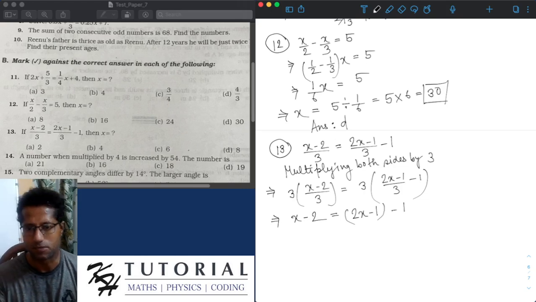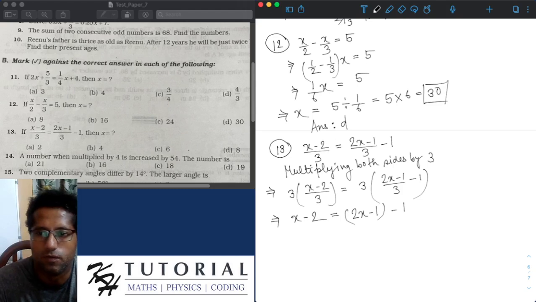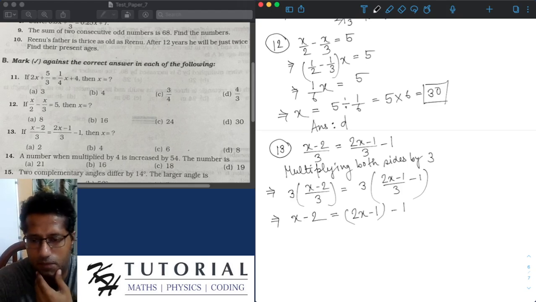I am not explaining in detail how I am doing the product on the left hand side, 3 into x minus 2 by 3. So x minus 2 by 3 is a monomial, and 3 is also a monomial. So the product will be, 3 will cancel out, so the LHS will be x minus 2. And on the right hand side, it is the product of 3, which is a monomial, and a binomial, which is 2x minus 1 by 3 minus 1. So we know how to multiply a monomial and a binomial using the distributive law of multiplication over subtraction.